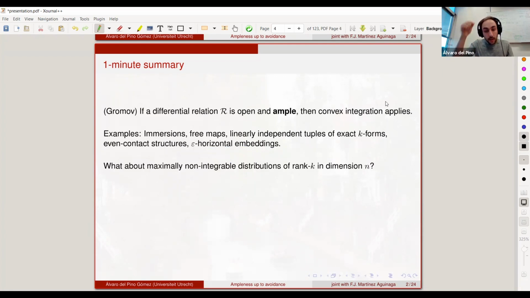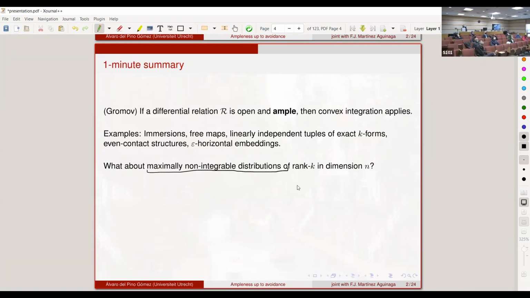That's all fine. And as you may know, I have some kind of weird obsession with maximally non-integrable distributions. And something that I've been thinking about for a while is where the flexibility versus rigidity line is in general. About two or three years ago, I started thinking that it would be a good idea to go through all the pairs (k, n), where k is a rank and n is a dimension, and check ampleness. Let's try to list out when ampleness works and when it doesn't work.